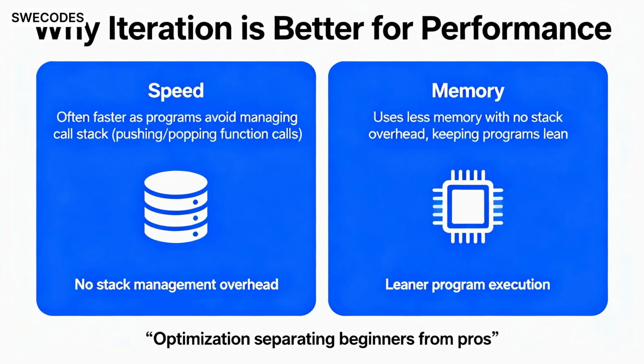Why is iteration so much better for performance? Speed. It's often faster because the program doesn't have to manage the call stack, pushing and popping function calls. Memory. It uses way less memory. No stack overhead means your program stays lean. This is the kind of optimization that separates beginners from pros.